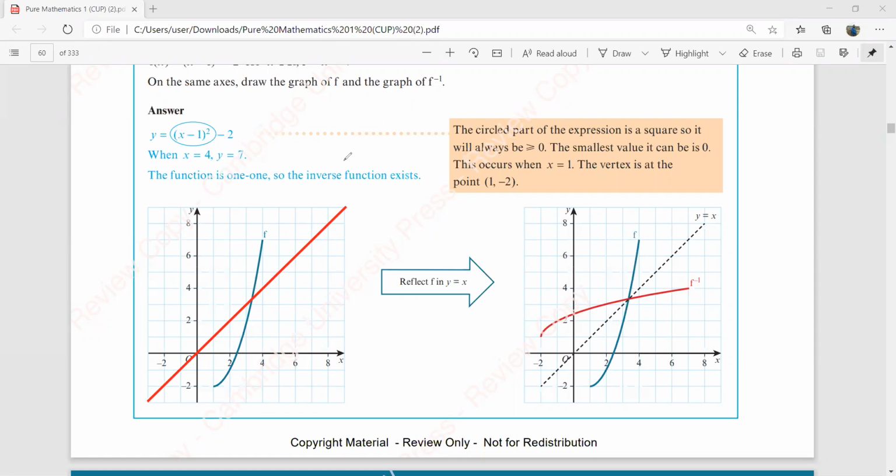Now, all of you must be with me. The coordinates of this point over here are 4, comma 7. Look, it is going to go on to this point over here, and this point is going to be 7, comma 4. This point is on the line, so this will remain as it is.